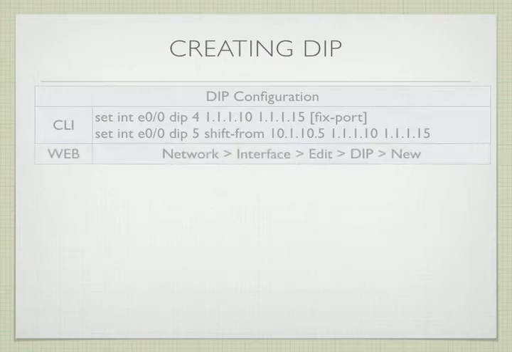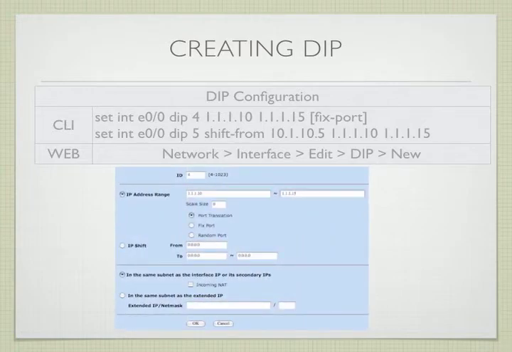In the web interface, since these are on the interface, there will be a tab. When you go to the network interfaces, you edit the interface, and then you select the DIP tab and hit the new button. With the new button, then you have to select which IP range that the DIP is going to be in, whether it does port translation or fixed, and whether or not it's a shift. You select the parameters that the DIP is going to use, and the ID number is randomly assigned in sequence at the top, starting with ID 4.